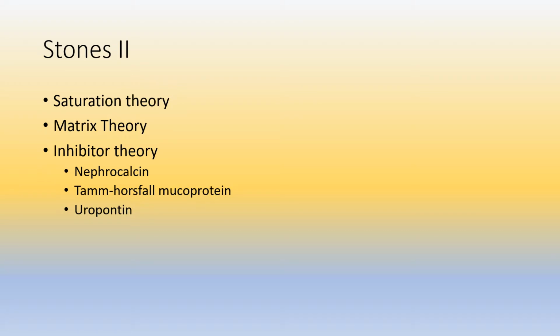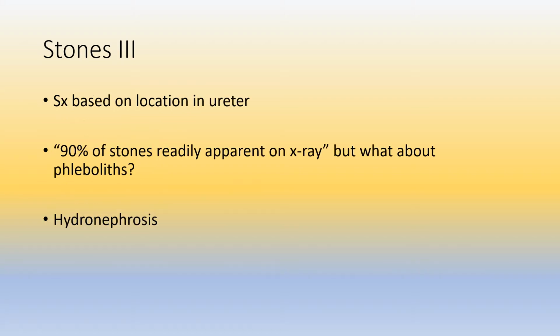So, we're looking for these various types of stones. We had mentioned those already. Why do stones form? Probably because of concentrated urine. It's calcified and increases the probability. There's some theory that there's a matrix that forms from certain reasons. There's certain inhibitors that if they're not working right, the patient will be more likely to develop stones. The symptoms of a stone are usually based on where it is in the ureter. High in the ureter, it causes back pain.